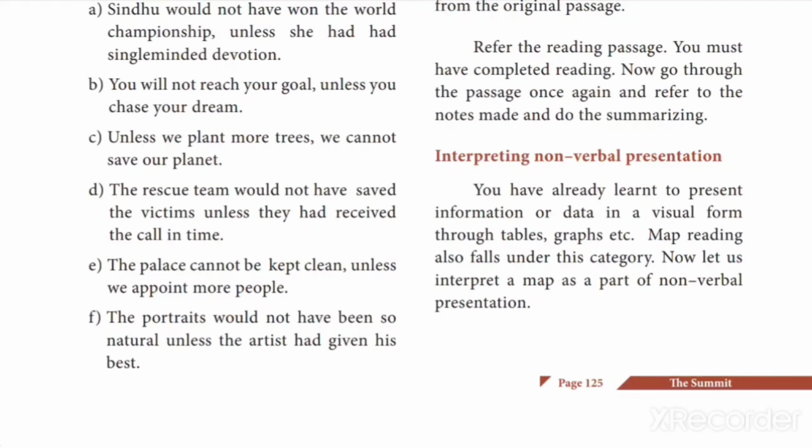Coming to the next one, F. The portraits would not have been so natural unless the artist had given his best. Good. Now we are replacing unless with if. At the same time, the verb had given should become had not given. We are making it negative. Okay. Now the sentence is, the portraits would not have been so natural if the artist had not given his best.